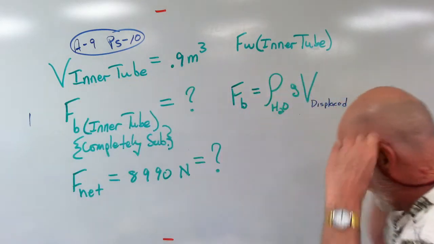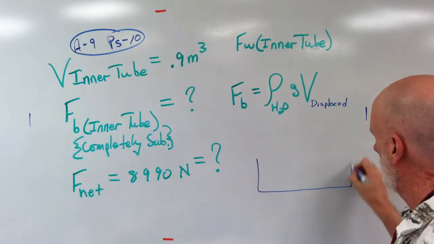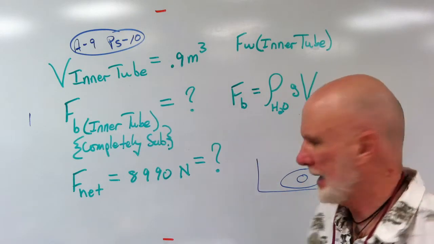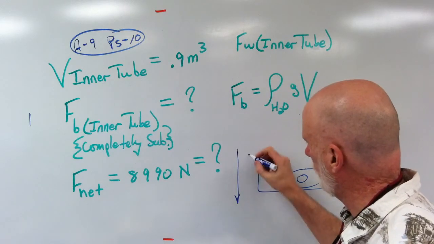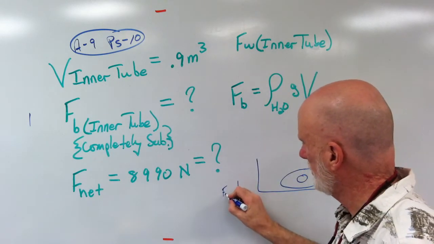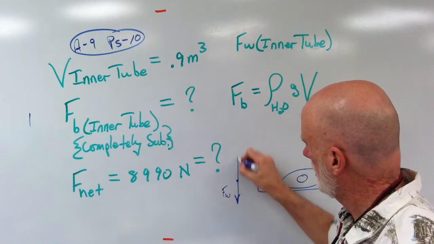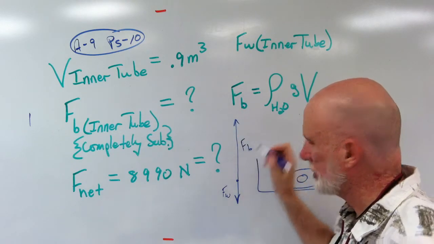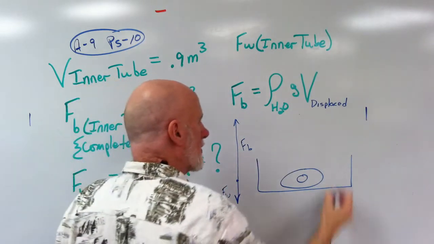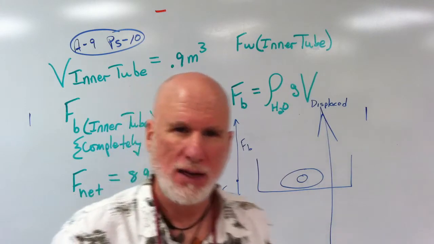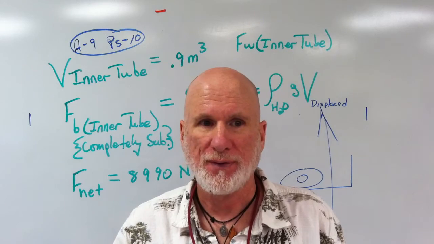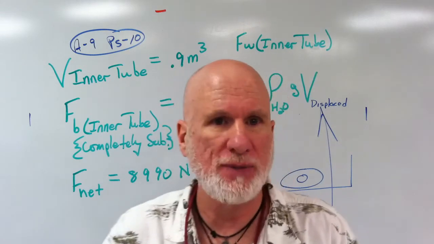In other words, I have the inner tube at the bottom of the pool, right? And it's going to have a large buoyant force. That's going to be the weight, and that's going to be the buoyant force. So the buoyant force is going to be significantly larger. Therefore, it's going to rise up out of the pool because the buoyant force is great.